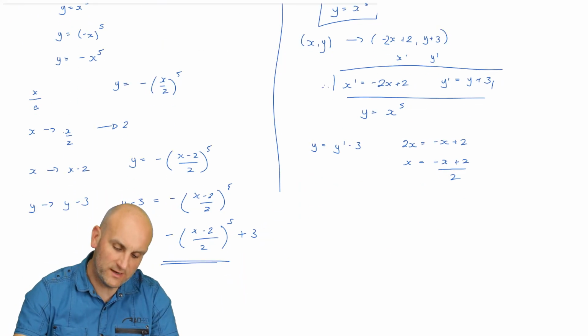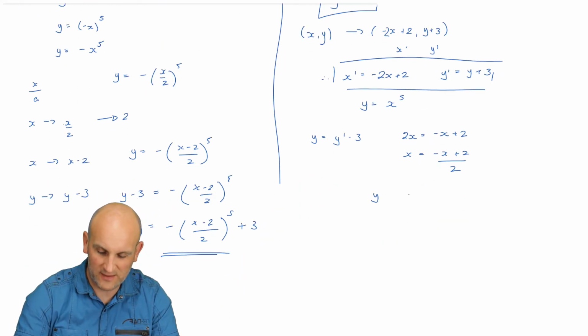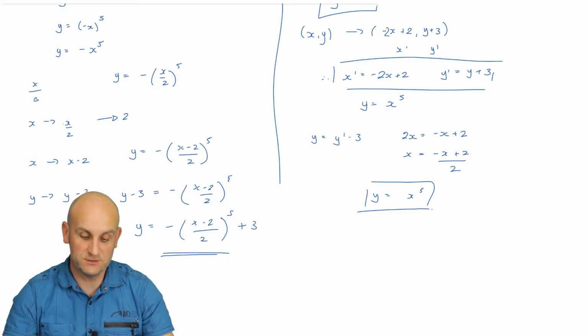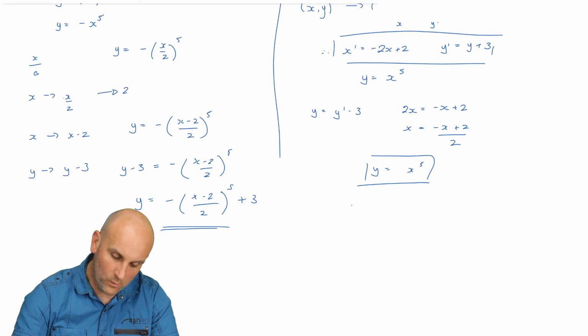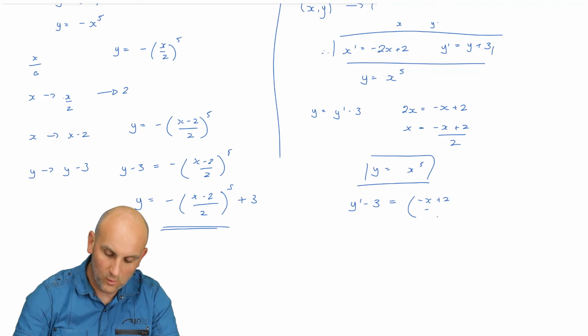What does that have to do with the price of fish? Well, now we go y is equal to x to the power of 5. That's the equation we start with, and we're going to substitute it in. So we get y dashed minus 3 is equal to, so where I see an x, I get minus x plus 2 all on 2 to the power of 5.